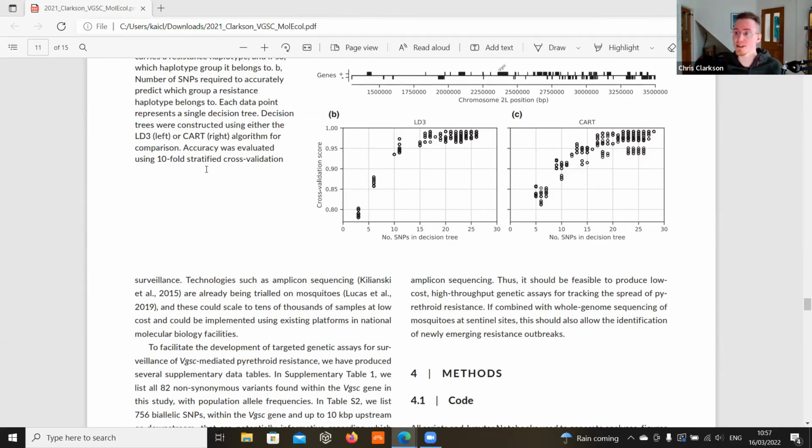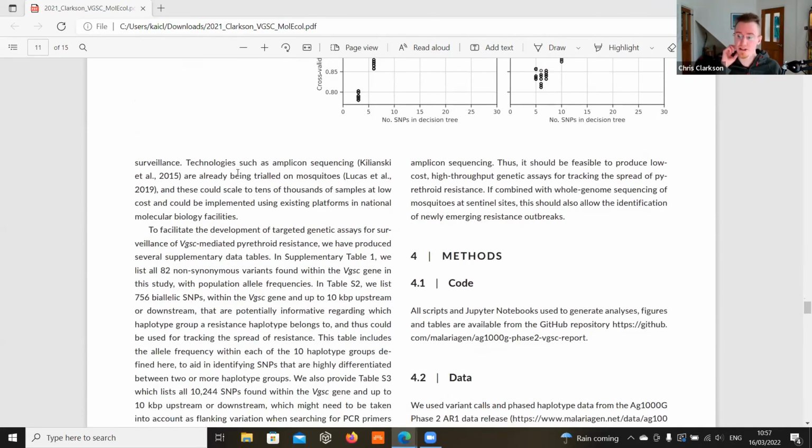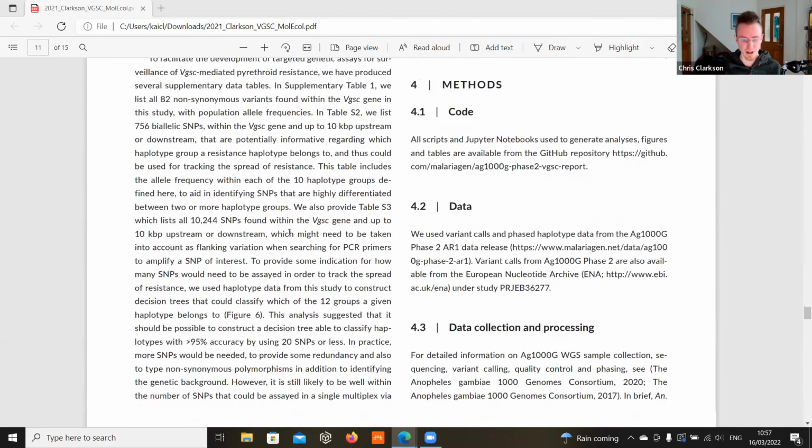And so we have identified those SNPs. As part of this research, we have released supplementary data which contains the SNPs you need to identify the different haplotype groups, as well as all the SNPs upstream and downstream, if you wanted to create your own primers and needed to know all the different variation.